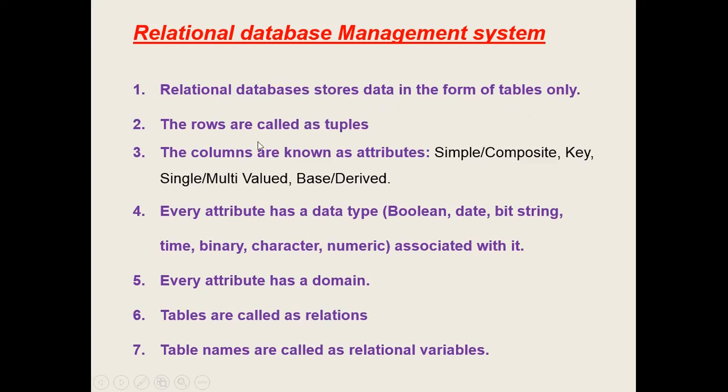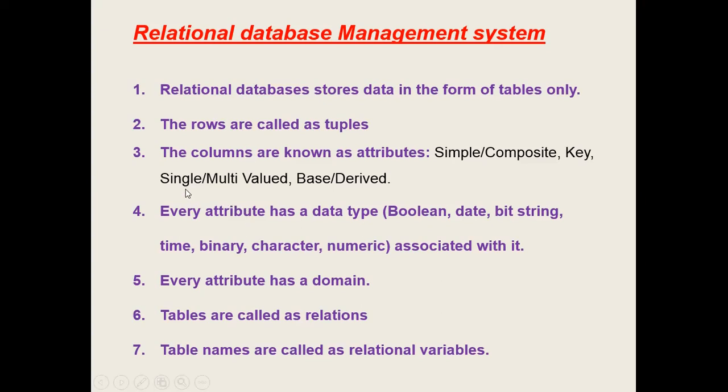The rows of these tables are called tuples, whereas the columns are known as attributes. The attributes could be simple attributes or composite attributes. For example, the first name of a person is a simple attribute, whereas the full name of a person is a composite attribute. An attribute could be a key attribute. A key attribute represents the unique characteristics of an entity. For example, the permanent registration number of a student.